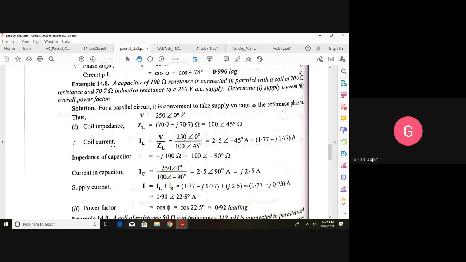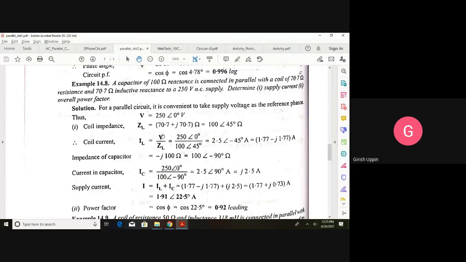Coil current IL is equal to V by ZL. You can directly do this calculation. V is 250 at an angle 0. ZL is 100 at an angle 45 degree. So 250 divided by 100 is 2.5, and 0 minus 45 gives minus 45 degree. This you can convert into the complex number form. So you can calculate using the complex number itself.